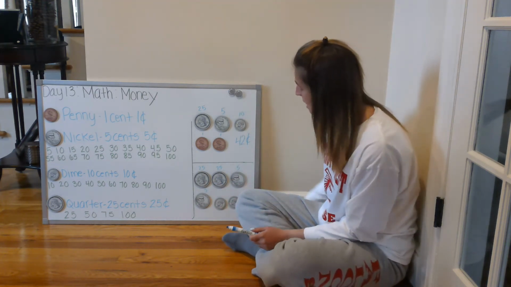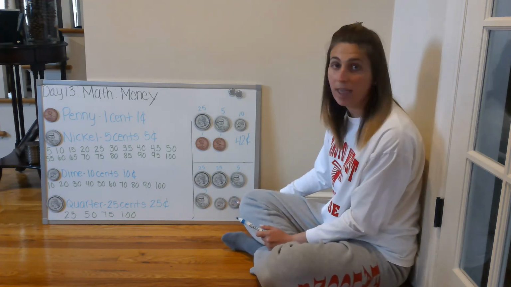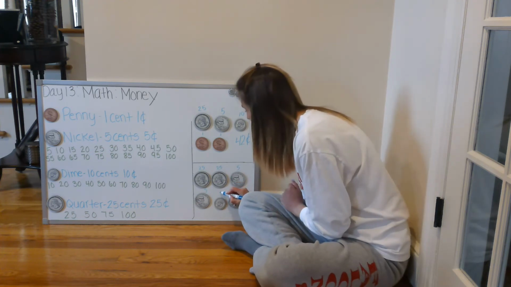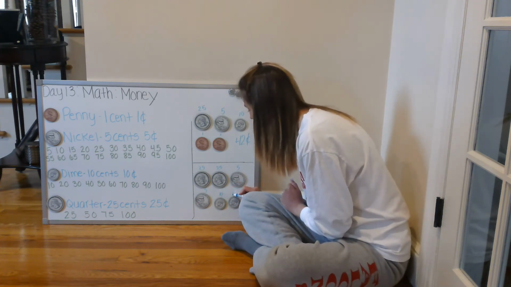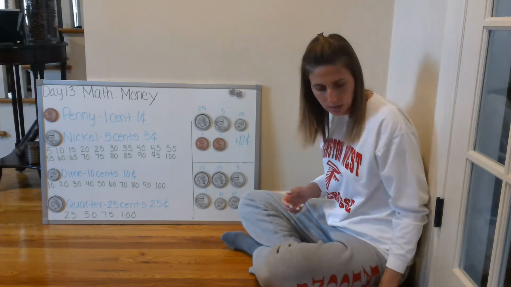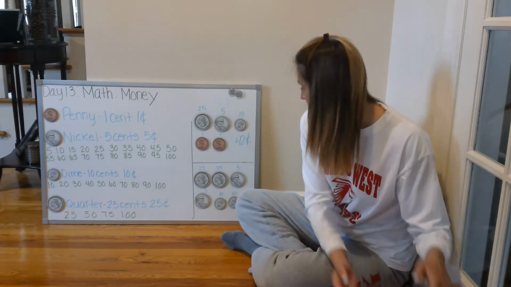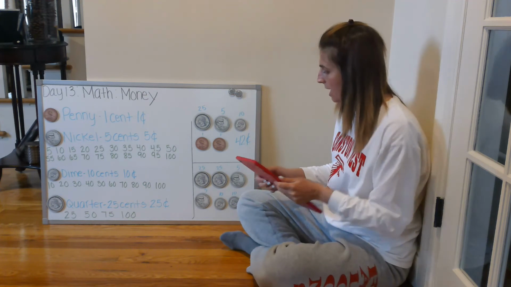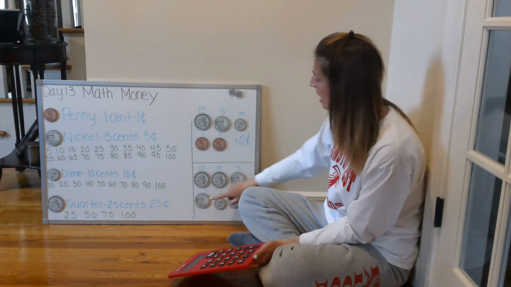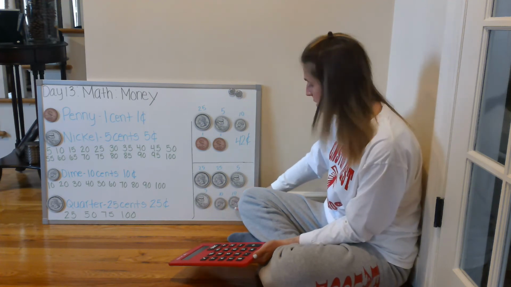And then these last 2 coins are the same. They are dimes, and a dime is worth 10 cents. So I'm going to write 10 above the first dime and 10 above the second dime. Okay, now we're going to calculate 25 plus 25 plus 5 plus 5 plus 10 plus 10.